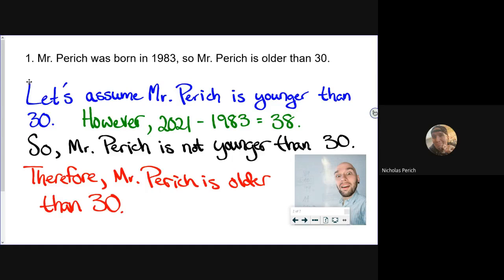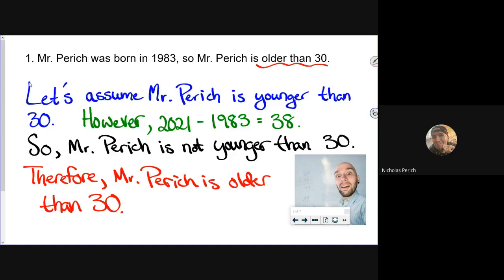So what I did is my job was to prove that I'm older than 30. Ding Dong in the back here says Mr. Perich is younger than 30. Fancy says 2021 minus 1983 is 38. So you guys should be able to be like, yeah, so he's not younger than 30. And then that means, oh, so he's older than 30.